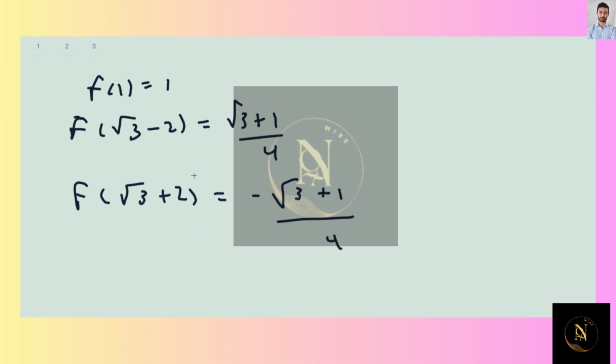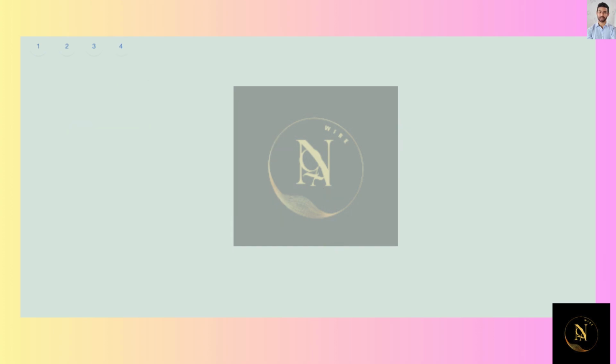So now we have the points. We can just apply the formula for slope: m equals y2 minus y1 over x2 minus x1. We can evaluate it first between root 3 minus 2 and 1, and then between the other two. And if the slopes are the same, then we've proven that they lie on the same line.